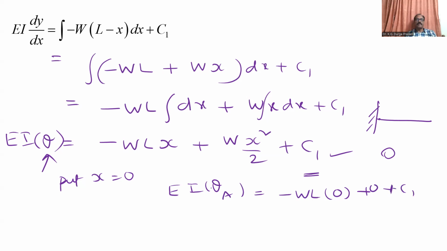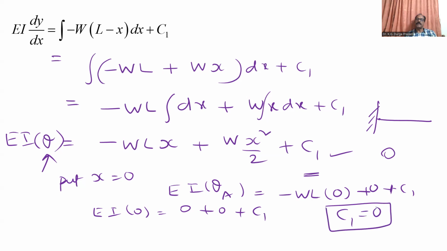Here what is theta A? What is the meaning of theta A? Slope at the fixed support. At the fixed support, slope equal to 0, deflection equal to 0. Therefore, EI into 0 equal to 0 plus 0 plus C1. So what is the value we are getting for C1? 0. So one constant of integration we can solve like this, right?